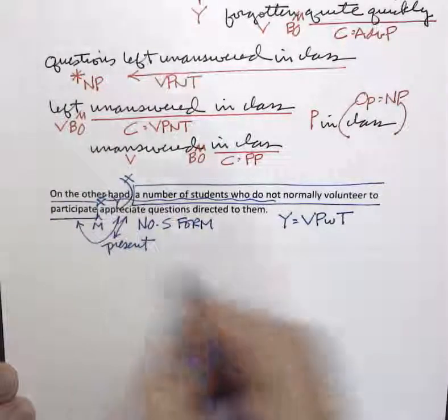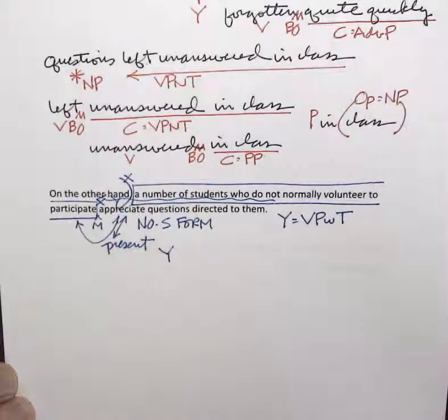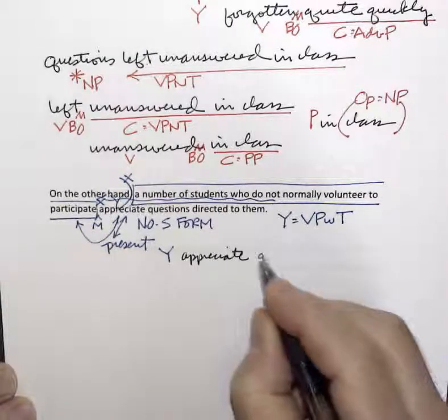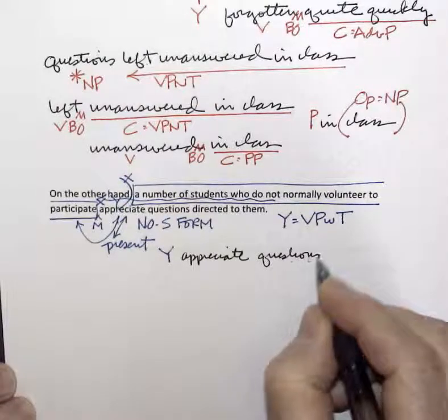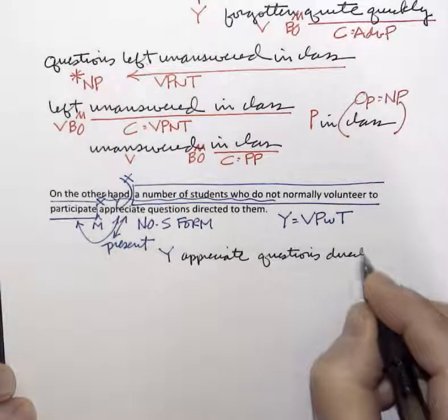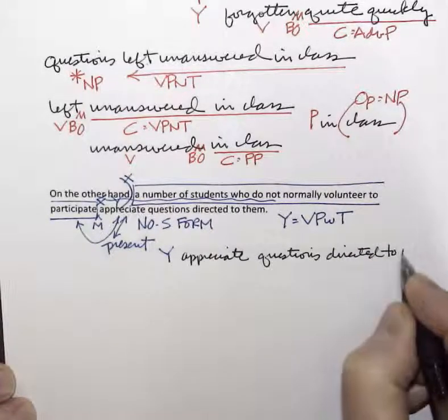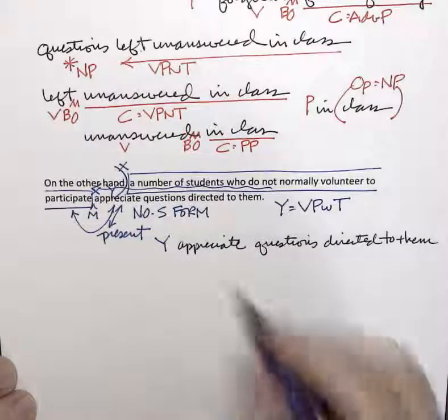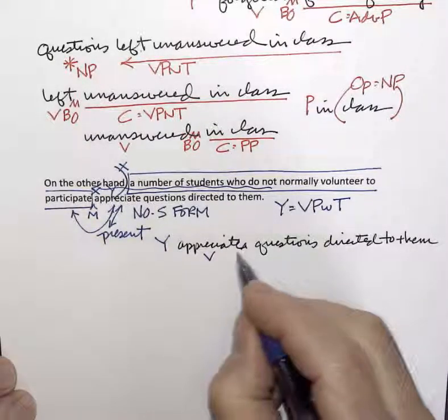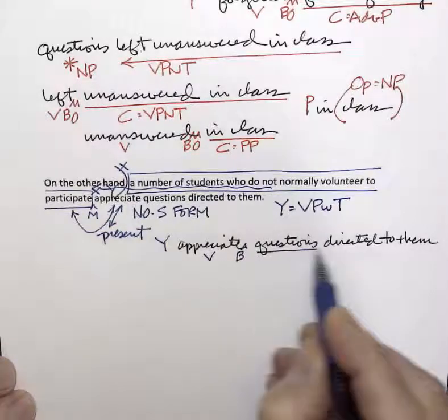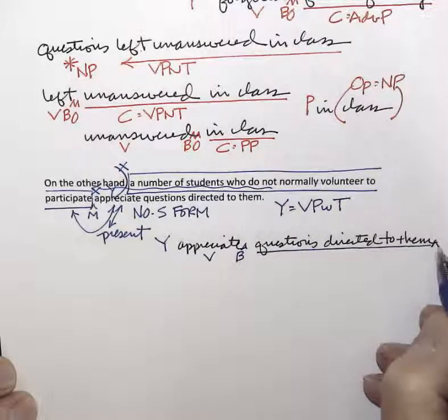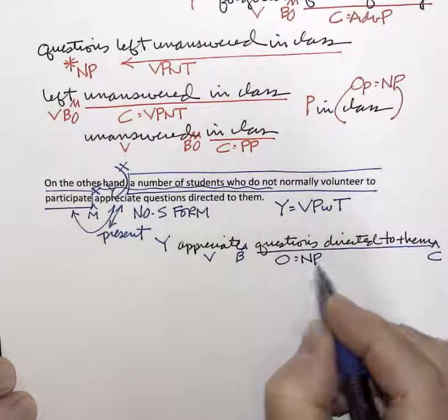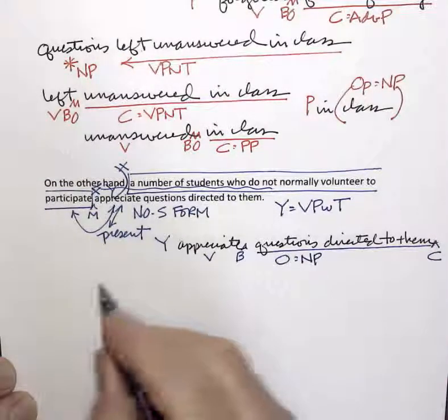Now let's rewrite the Y. Appreciate questions directed to them. Like that. And appreciate is the verb. There is no particle. The object is questions directed to them. And the complement place is empty. The object is a noun phrase. Let's rewrite that noun phrase and take a closer look at it.